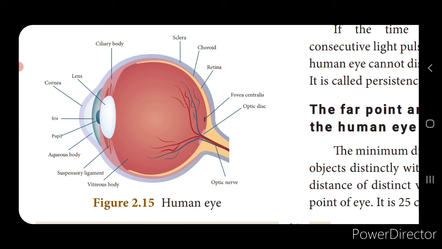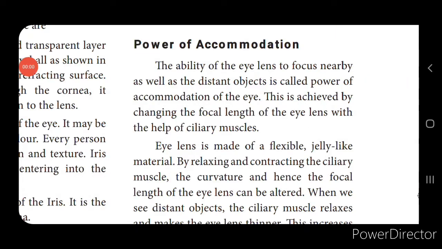Now we'll see what is power of accommodation. What is meant by power of accommodation of an eye? The ability of the eye to focus the nearby object as well as the far off object, right? So you are not able to see only the nearby object, you are able to see the far off object also, isn't it? So your eye will adjust in such a way that both the nearby object and the distant object are viewed clearly, or visible clearly.